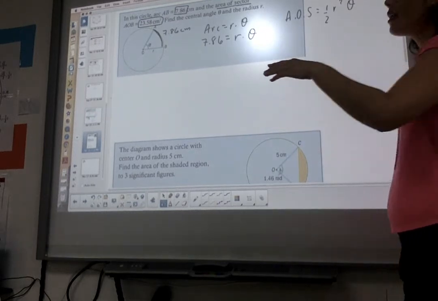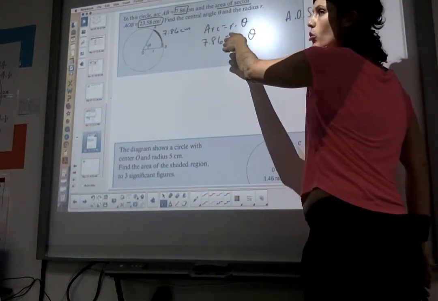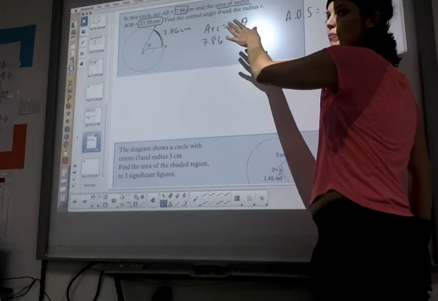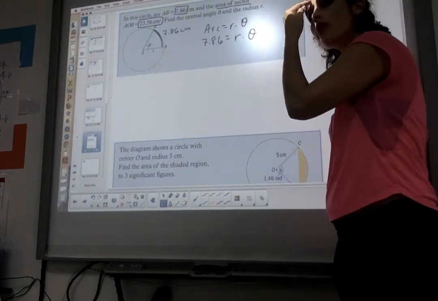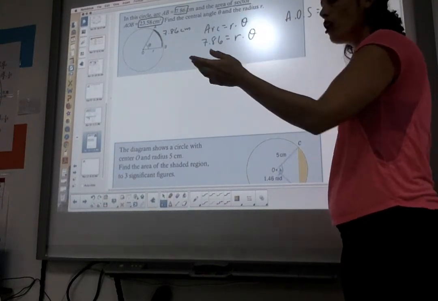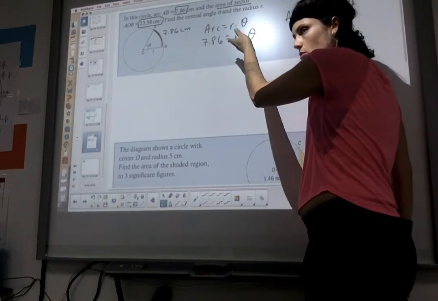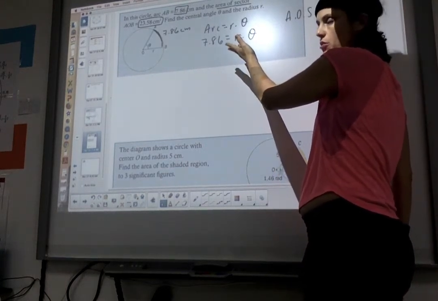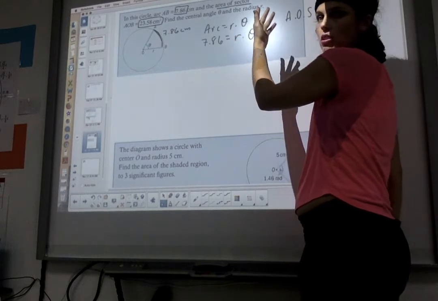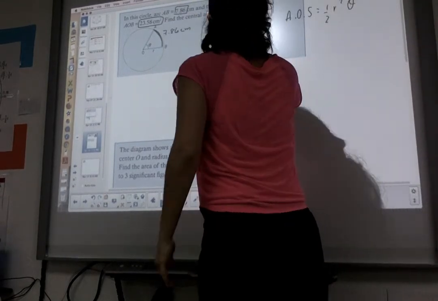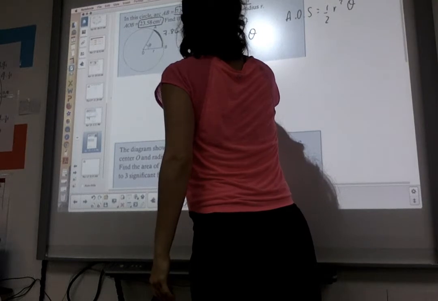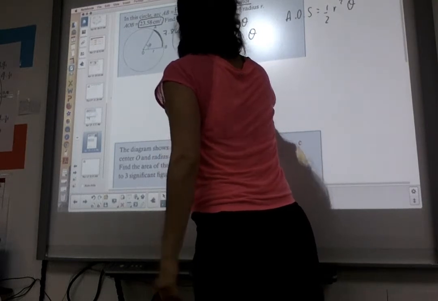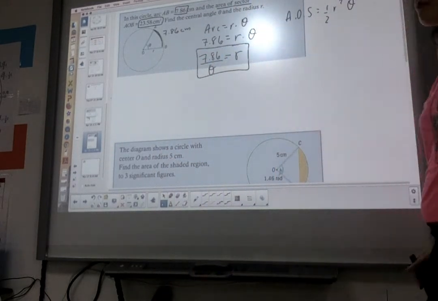Okay, but you understand? They give you the arc, but you don't know R and you don't know theta, so you leave them. Because I know where this is going and I'm going to use substitution, should we already solve for a variable? You want to solve for R or theta? R. Fine, R it is. Okay, so box that and leave it there for now.